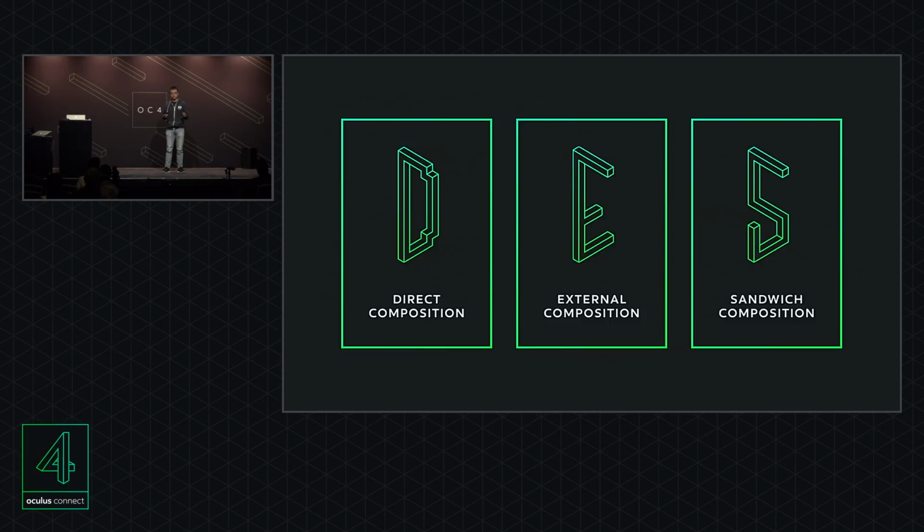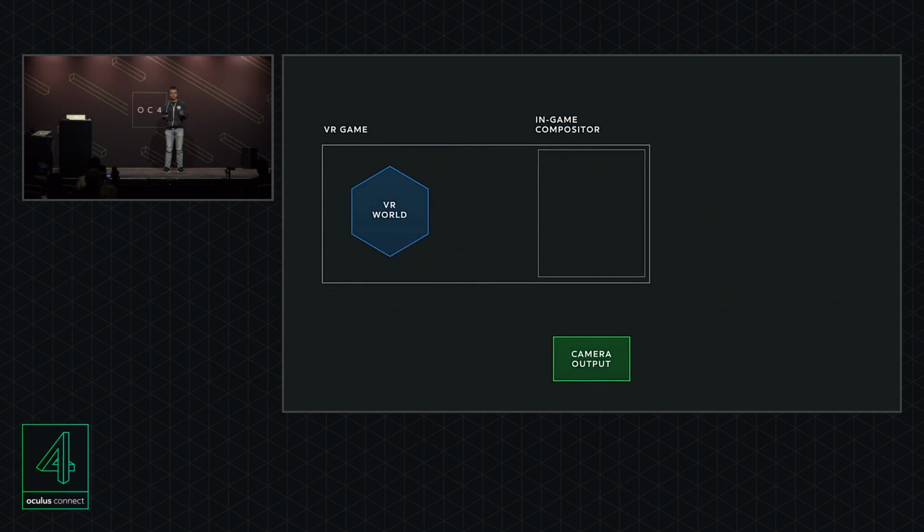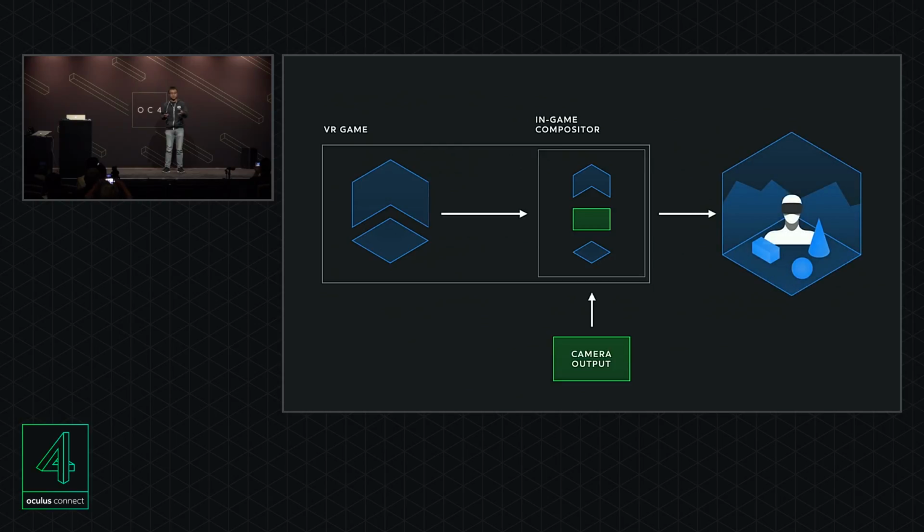And the last is the sandwich composition. Sandwich composition is a mix of the external and the direct composition. The real world is split into foreground and background. An in-game compositor will take those images and insert the camera frame in the middle, just like a sandwich, and get the final result.